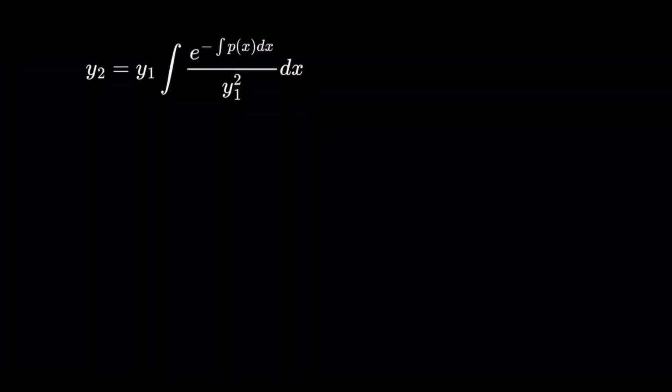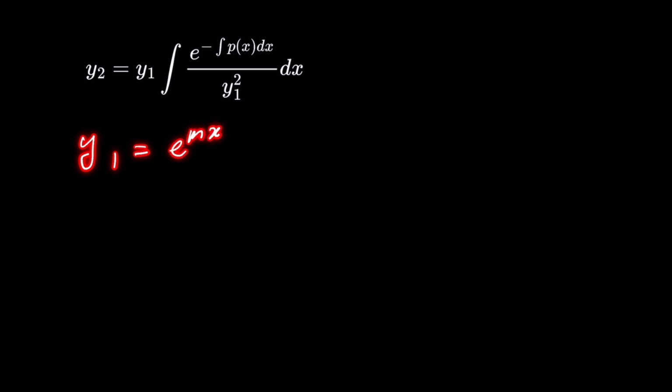The formula to find the second solution is this. Here, y1 is the first known solution, which is e power mx, and p of x is the coefficient of y prime in the standard form of the equation.